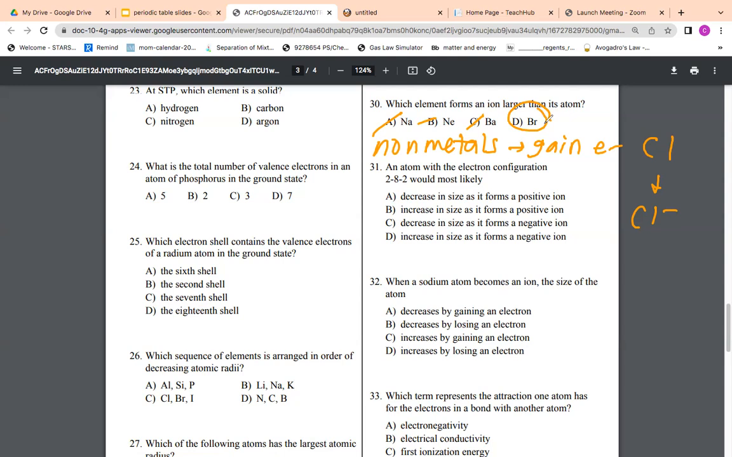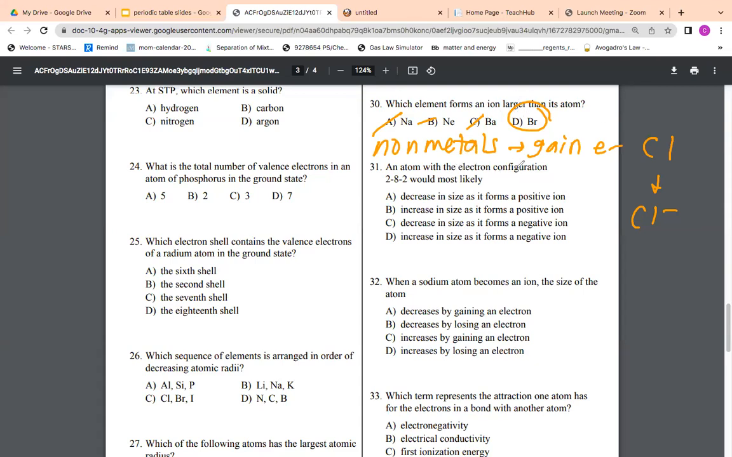Bromine is a halogen, so it's in group 17. It only needs one more electron in order to be stable, so it gains one to become stable. If you're gaining something, you've got more stuff to hold on to, so it's going to be bigger than its parent or neutral atom. So you want to go with bromine.